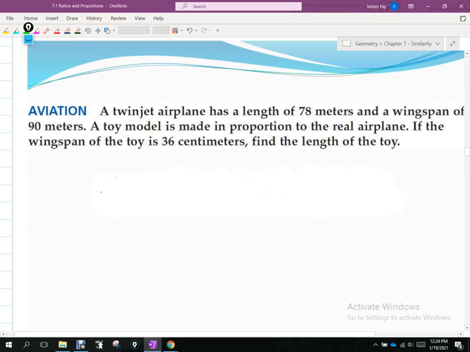So the twin jet airplane has a length of 78 meters and a wingspan of 90 meters. A toy model is made in proportion to the real airplane. The wingspan of the toy is 36 centimeters. Find the length of the toy.